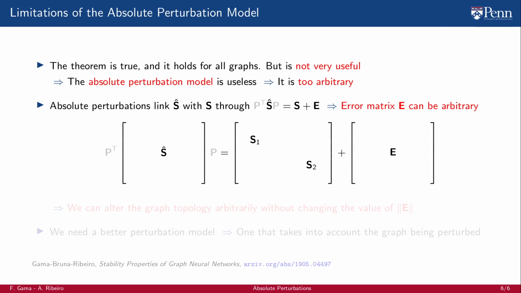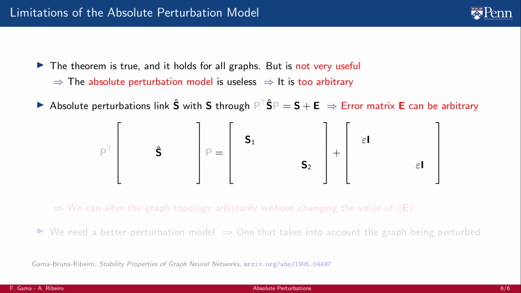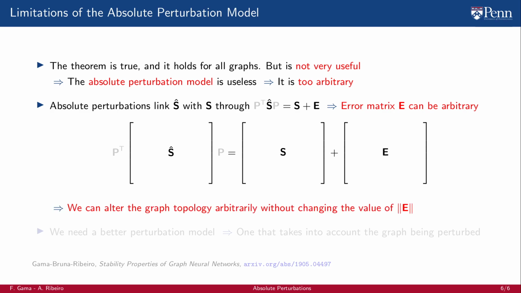Consider again the stochastic block model with two communities for an even more striking example. We can increase all edge weights by the same amount. But for the same price, we can completely ruin the stochastic block model by adding connections between nodes that were not connected before. What these toy examples actually show is that the absolute perturbation model lets us alter the graph topology arbitrarily without changing the price to pay.